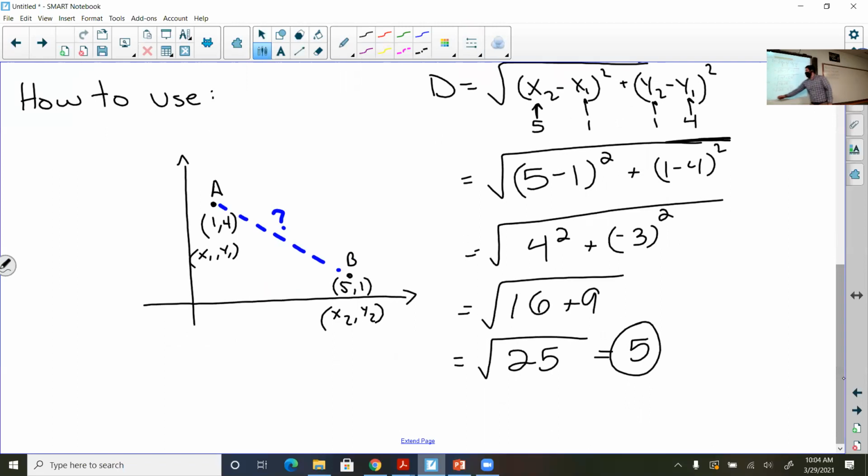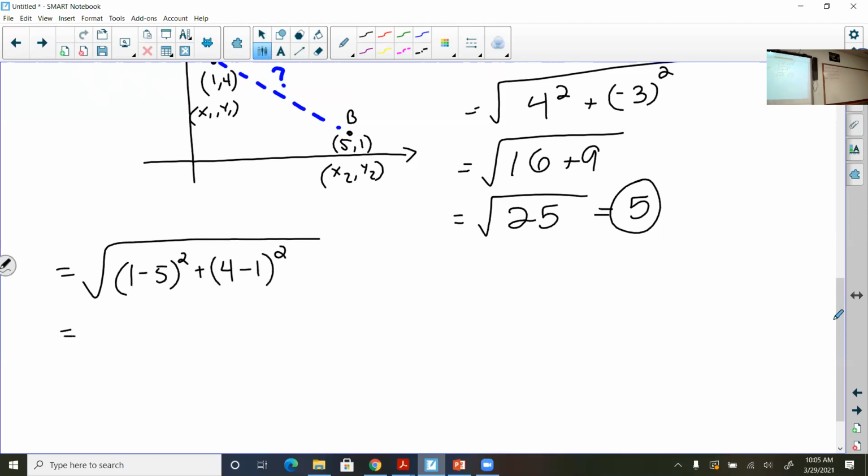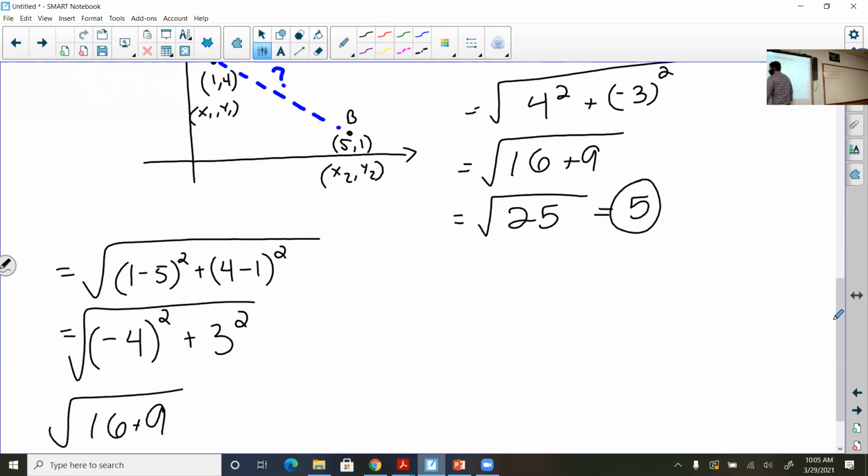And now just to show you, if we were to reverse our x sub 1 and y sub 1, I'm going to make the 1 be y sub 1 and the 4 be y sub 2. What would happen is we would have 1 minus 5 squared plus 4 minus 1 squared, which is negative 4 squared plus 3 squared. And you'll notice that the math looks very similar to what we had done. It's just that the negative is with the other value. But then once we square it, our second to last step is going to be the same, the square root of 16 plus 9.